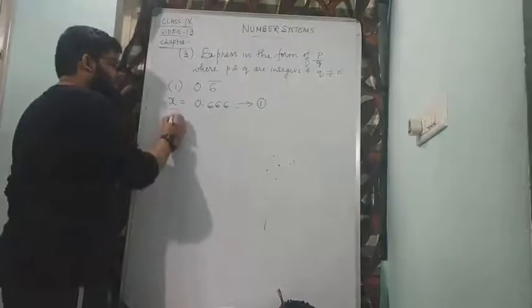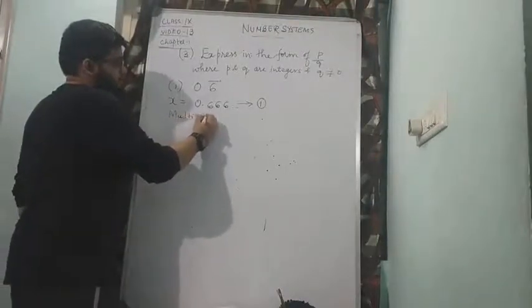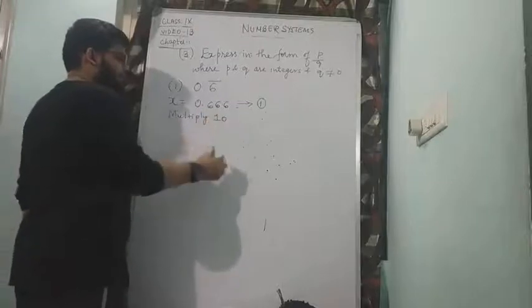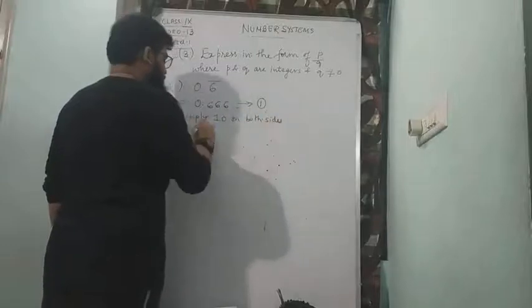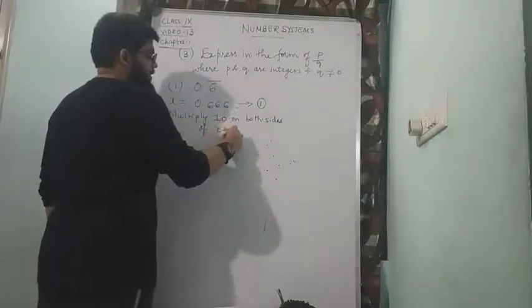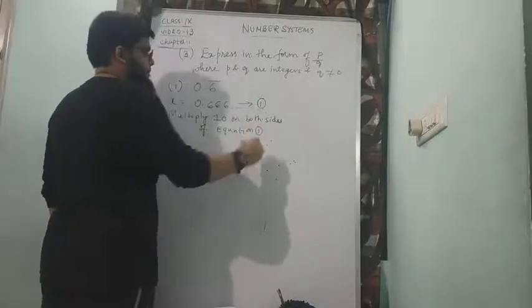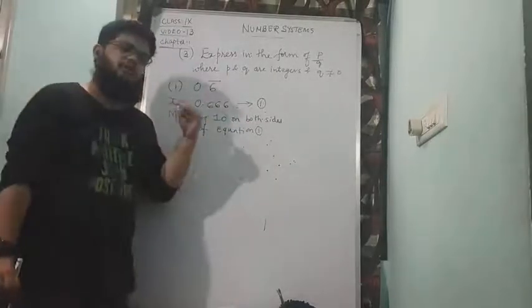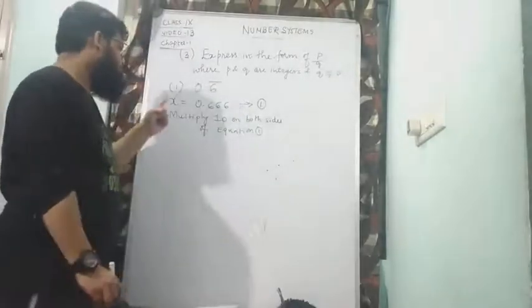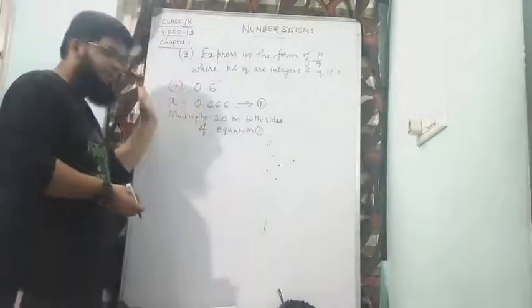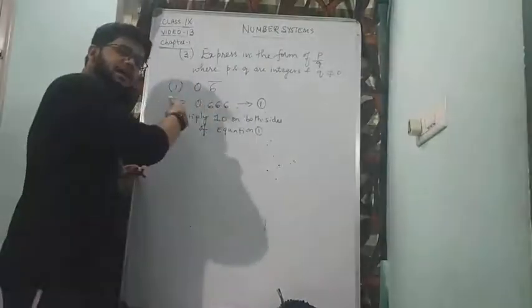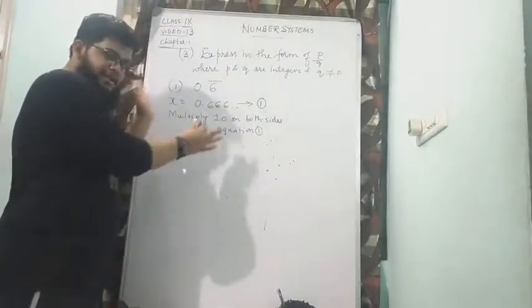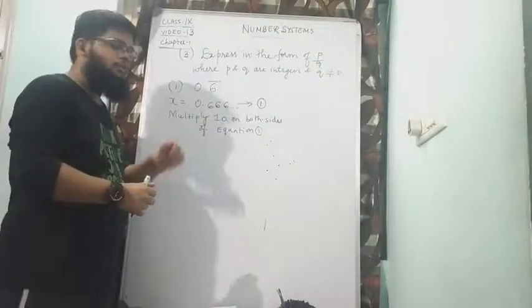What I will do is multiply 10 on both sides of equation 1. I am writing in sentences so that when you recall it will be easy for you. Multiply 10 on both sides of equation 1. What are both sides? The side before the equal sign is called the left hand side, LHS, and the side after the equal sign is called the RHS, right hand side. So two sides, left side and right side. I should multiply 10 on both the sides.